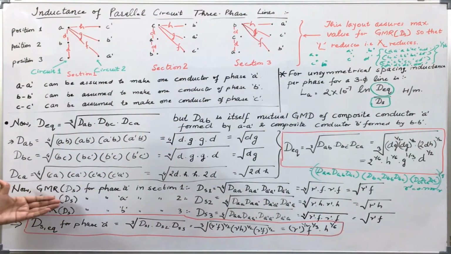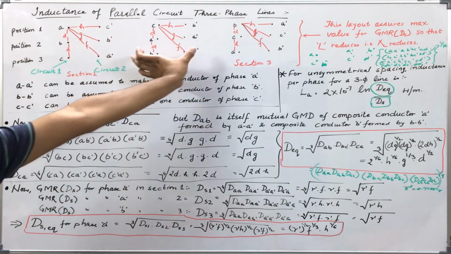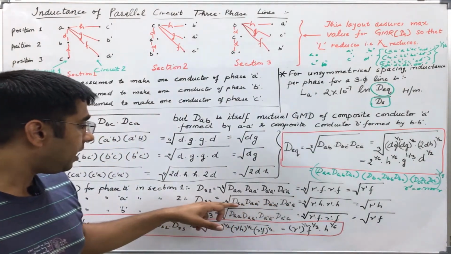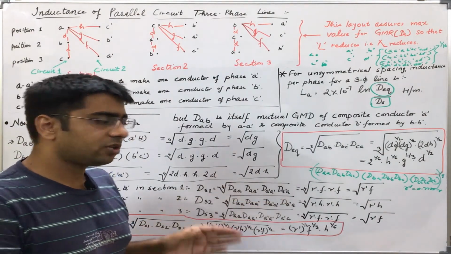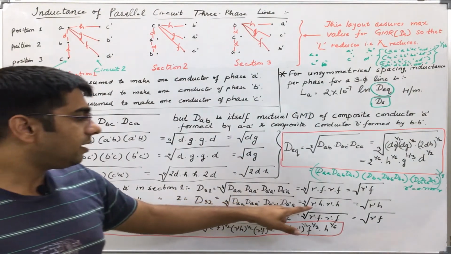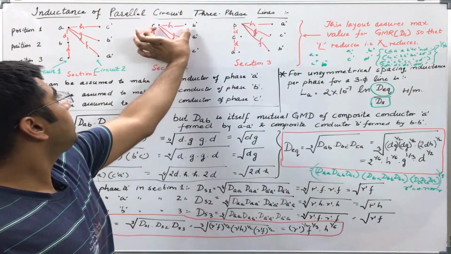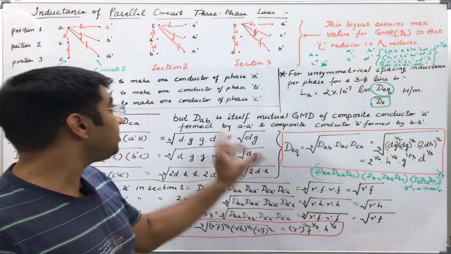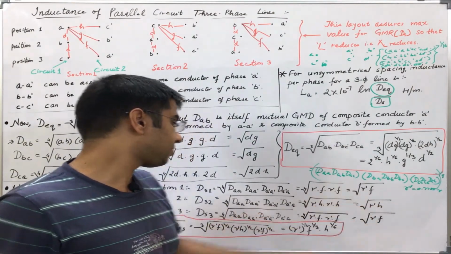Similarly, what is the value of GMR when the conductor A dash is occupying this position, that is, in section 2? It is simply the fourth root of the product of DAA, DAA dash, DA dash A dash, DA dash A. Now putting the values: DAA is still r dash. What is the value of DAA dash? DAA dash is H. DA dash A dash is again r dash and DA dash A is H. So the equivalent value is square root of r dash H.